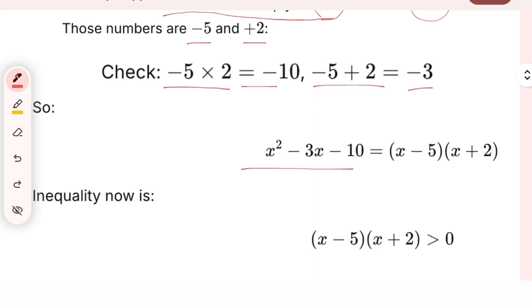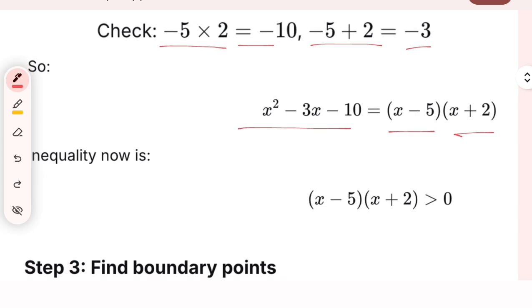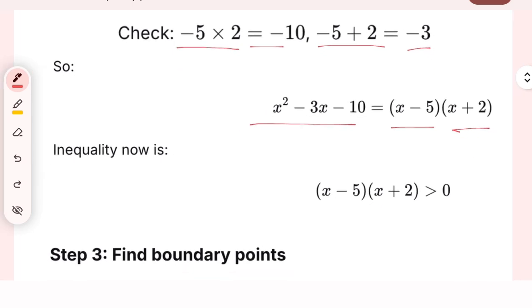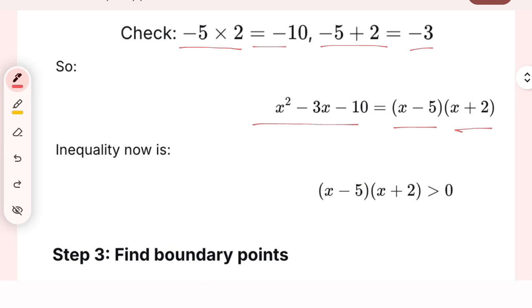So this one will factor into x minus 5 and x plus 2. Right? So the inequality would now become, so this is now our new inequality.